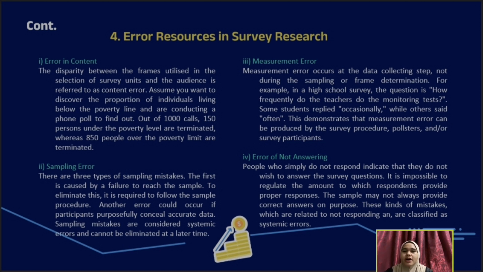Number 4, error of not answering. People who simply do not respond indicate that they do not wish to answer the survey questions. It is impossible to regulate the extent to which respondents provide proper responses. The sample may not always provide a correct answer on purpose. These kinds of mistakes, which are related to not responding, are classified as systematic errors.